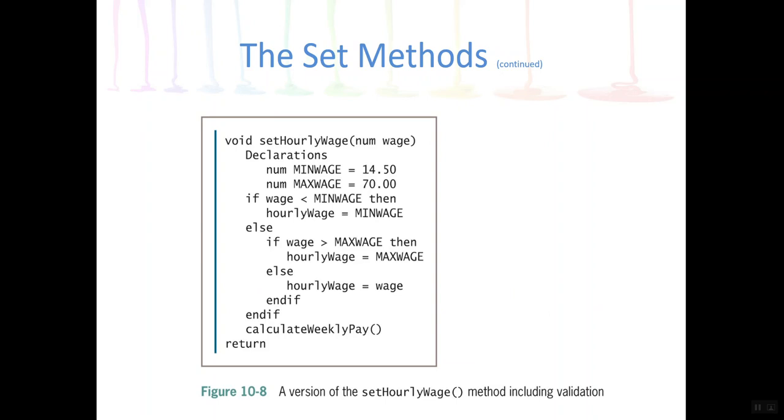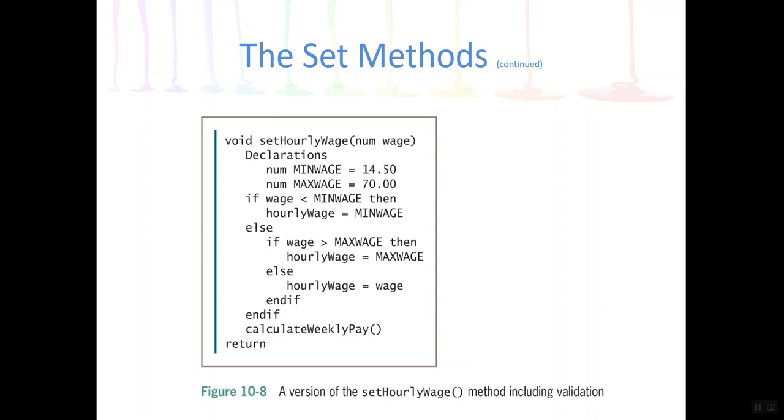So that was a simple one. Here we're showing a version of set hourly wage that includes data validation. So what that means is maybe we didn't want to just let any old programming code set our hourly wage to something that may not be valid, such as -10. That'd be an awful wage. So set hourly wage, maybe we want to build in some smarts so that we're going to check and make sure that it's not less than $14.50 and it's not greater than $70 an hour.